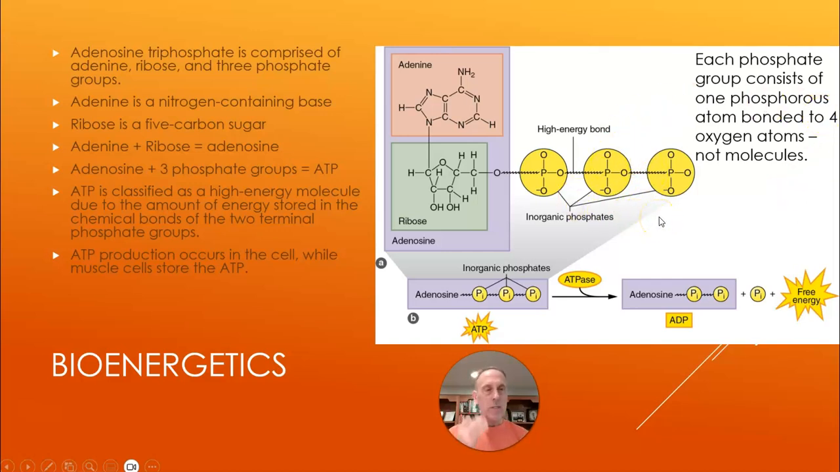What you'll notice is you have the phosphate and the oxygens here, and then the bond reaches back to the previous phosphate and to the oxygen atom. Then it reaches back to the oxygen atom in the adenosine. So what's interesting is, even though each phosphate has 4 oxygen atoms, one of them is shared with one of the other phosphate groups, and then eventually with the adenosine.